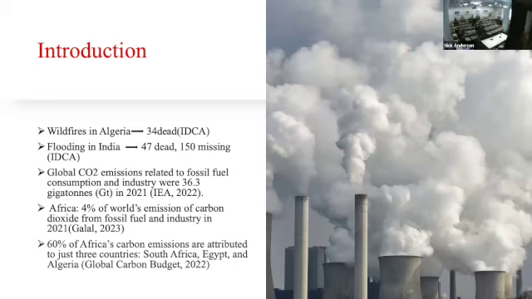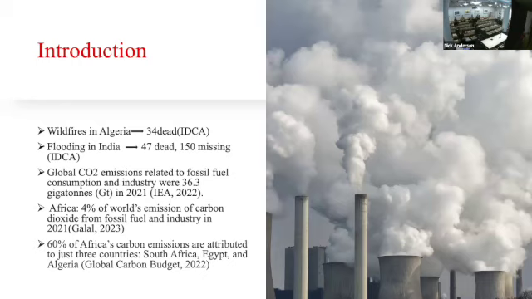So the global CO2 emissions related to fossil fuel consumption and industry were about 36.3 gigatons in 2021. Africa as a continent contributes 4%, which is the smallest. If you compare what Africa alone contributes with China, China is almost 4 times more. So we contribute less, but at the end, we are the most vulnerable region in the world.